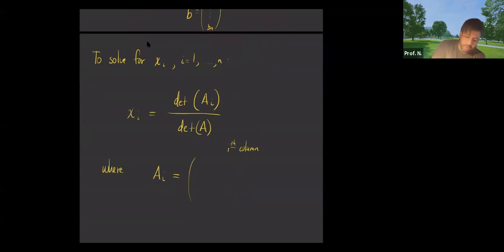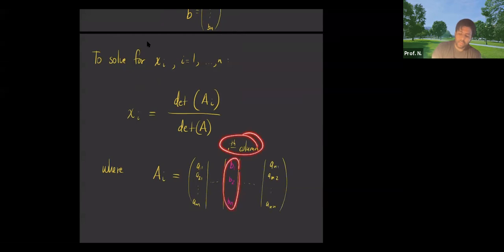And let me just make this a bit more explicit. So I could replace the ith column with B1, B2, all the way to Bn. And everything else is just regular. It's A11, A12, sorry, A21, all the way to AN1. This goes all the way to AN1, AN2, all the way to ANN. So suppose I replace the ith column with the B vector. This is my A sub i new matrix.